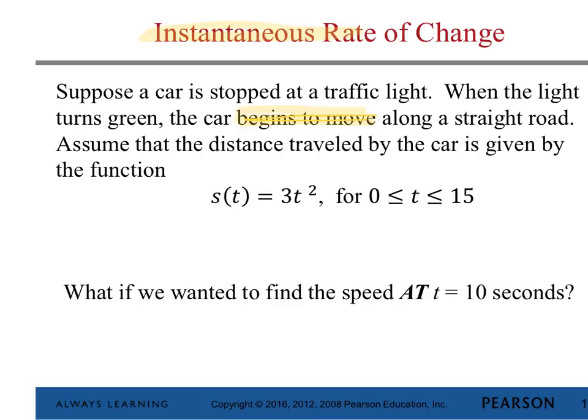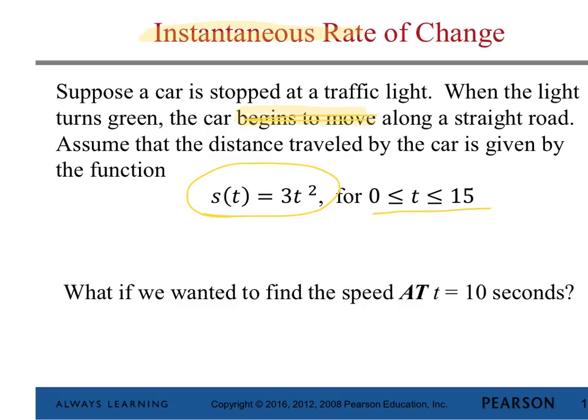And we're going to assume that the distance traveled by the car is given by this function, which you notice is not a linear function. S of t is equal to 3 times t squared for the time interval for the first 15 seconds. Only the first 15 seconds.